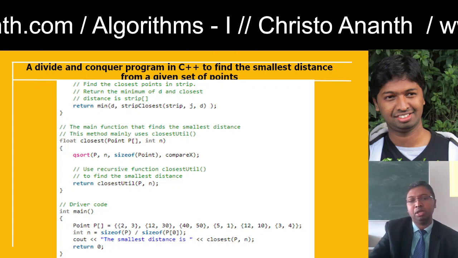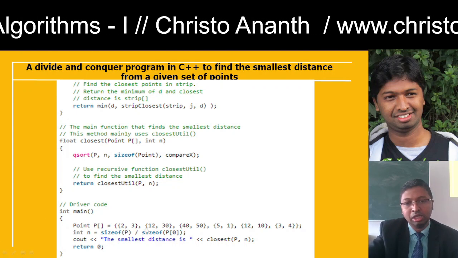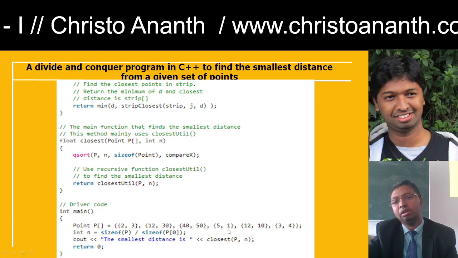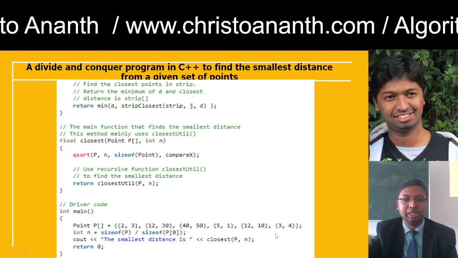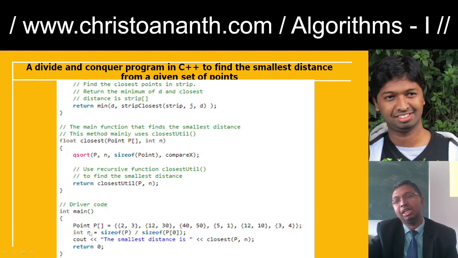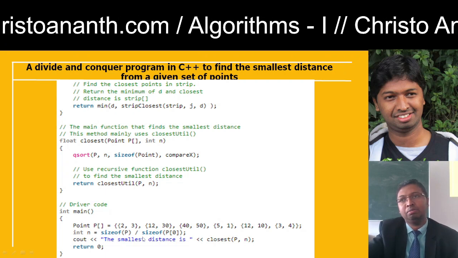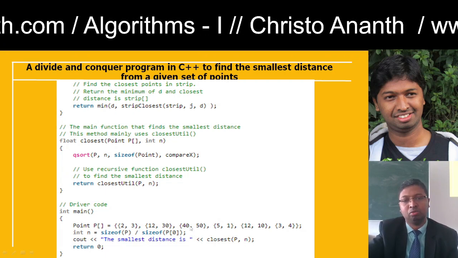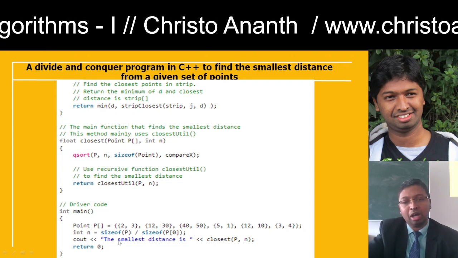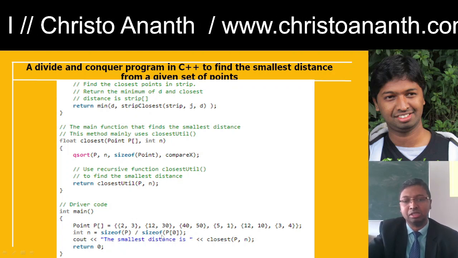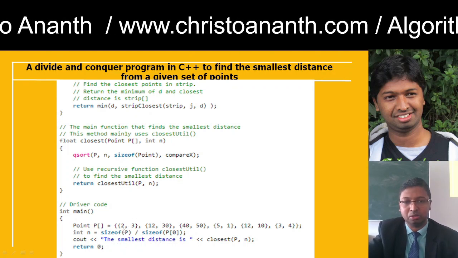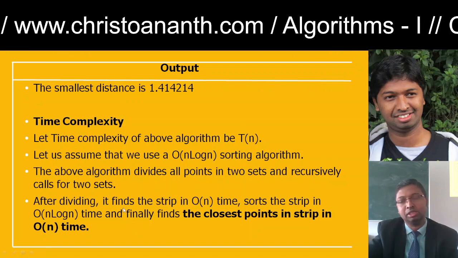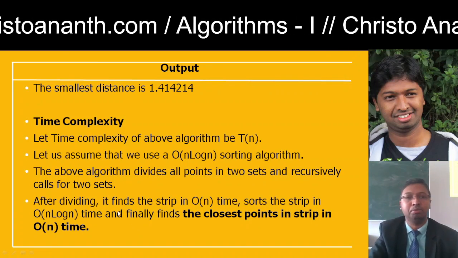Okay, so point p you will have 2 3, 12 30, 40 50, 5 1, 12, 10 and then 3, 4. You are going to have n equal to size of p divided by size of p of 0. So that is what you are going to have, and as output you are going to have the smallest distance, okay, and return 0. So this one, if you can see, the smallest distance you are going to compute, okay.